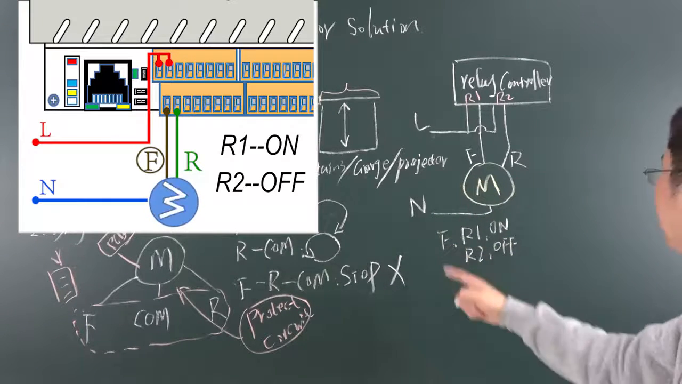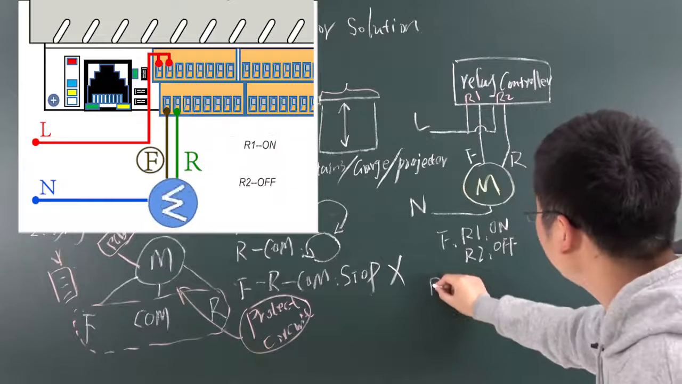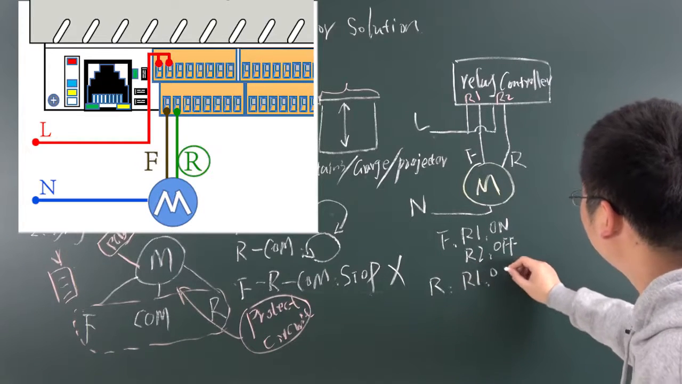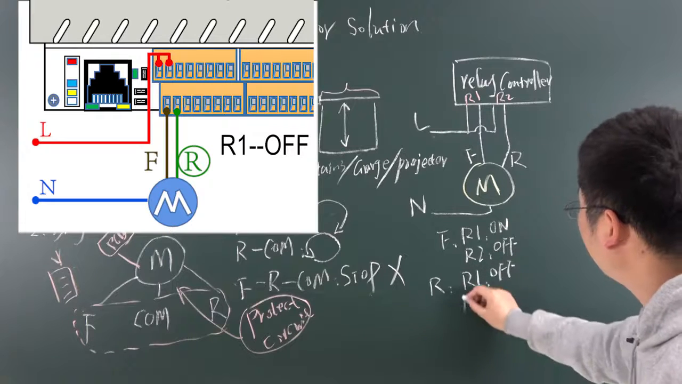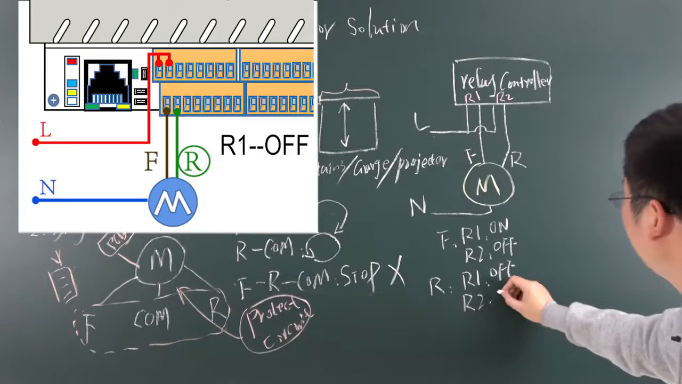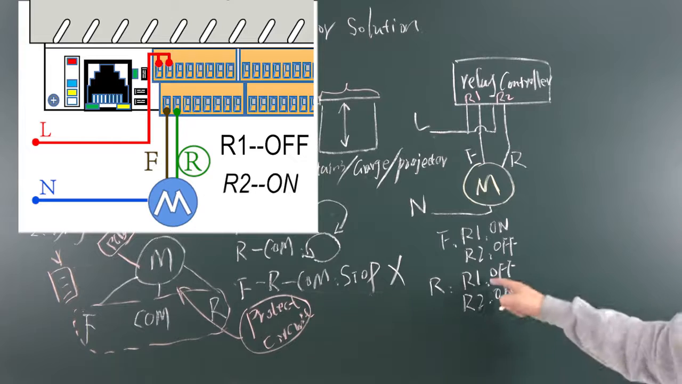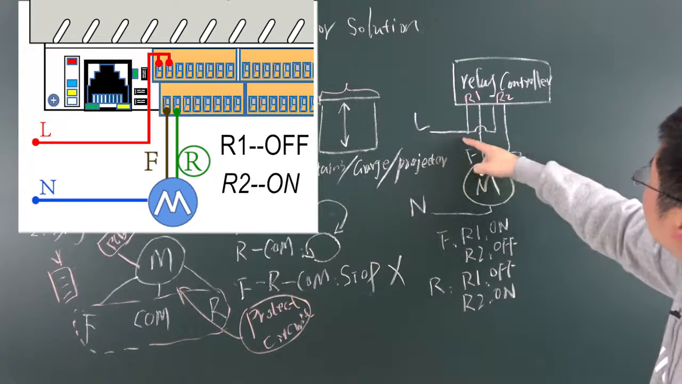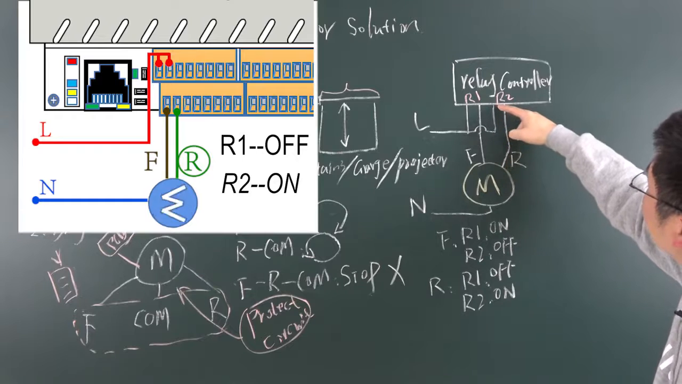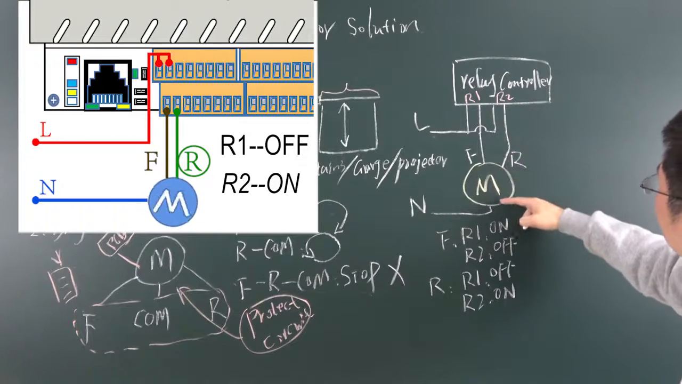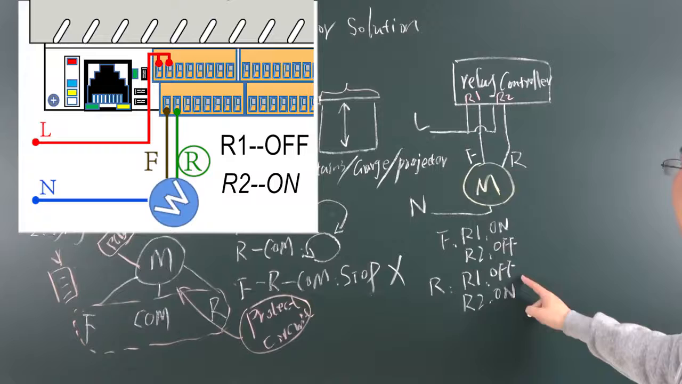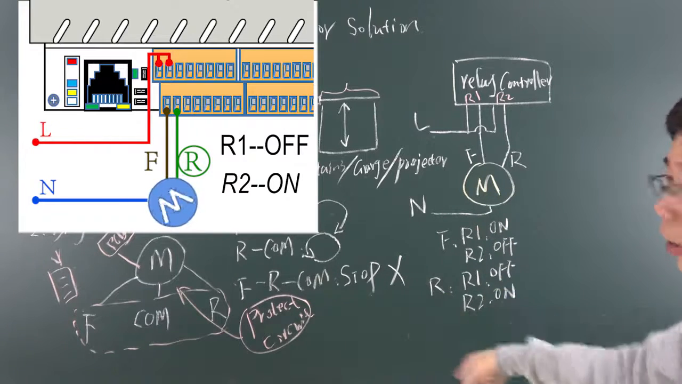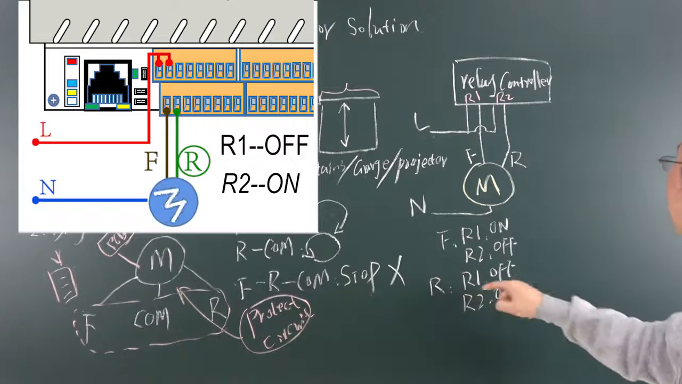just this direction running. And if you want to reverse, just let relay 1 be off, and relay 2 be on. Just change the directions. So this time, the L will go this way and go to R2, and back to the motor and back to the neutral line. So this is how to control the motor for reverse. Just this time, with these directions for running.